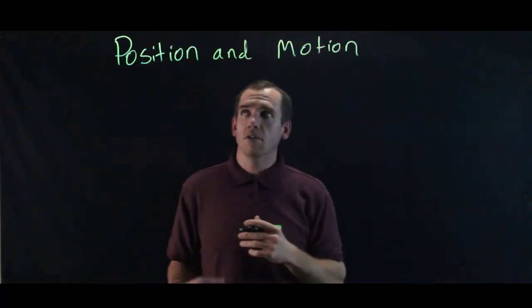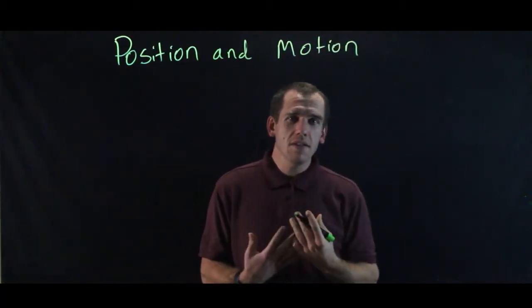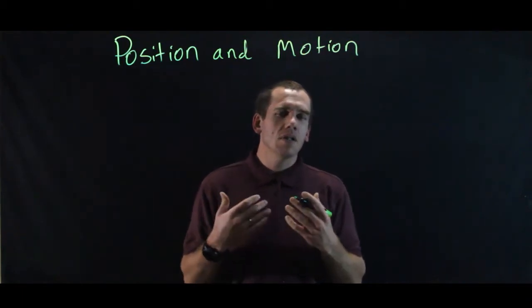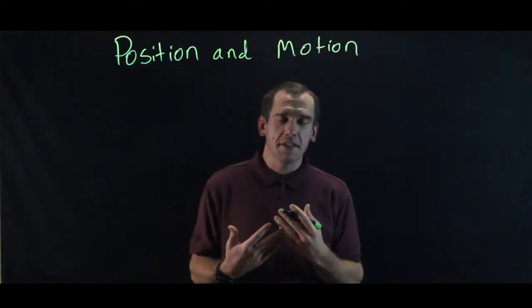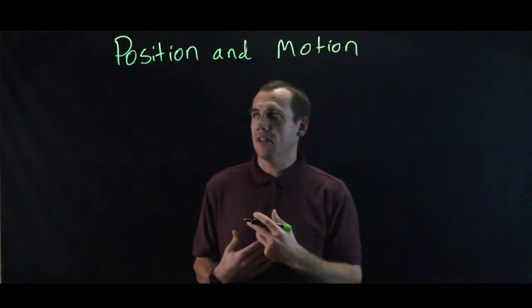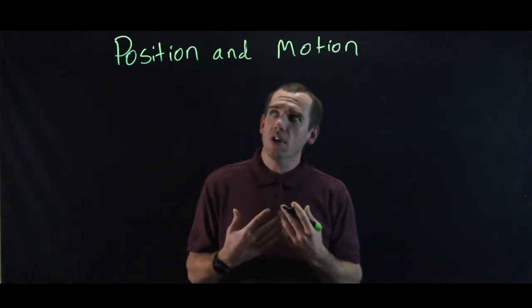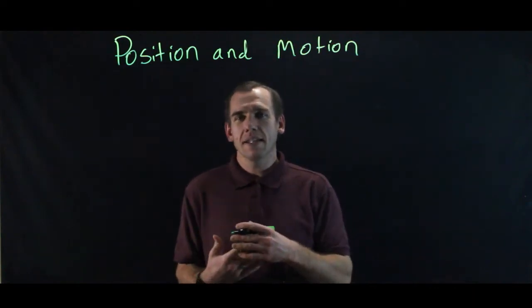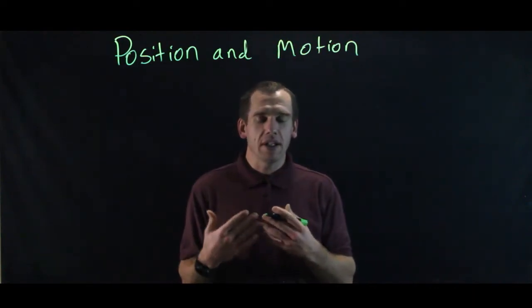In this lesson, we're going to take a look at position and motion. These are things that we're pretty familiar with, but we do have to define them so we can understand the physics behind what we're going to do for the rest of this section. So position we tend to think of as where an object is, but position only makes sense if we have ways to measure it and describe it.